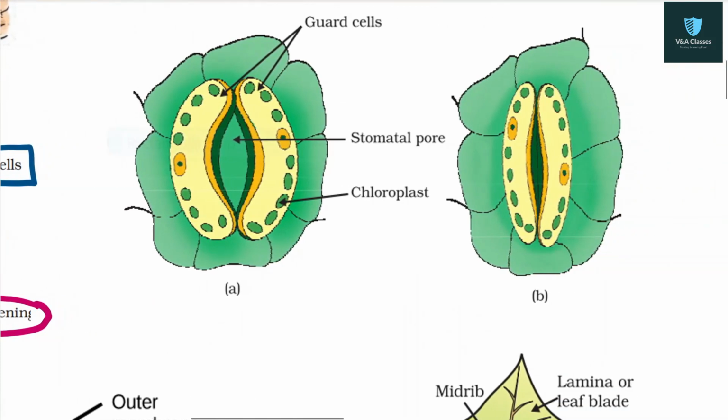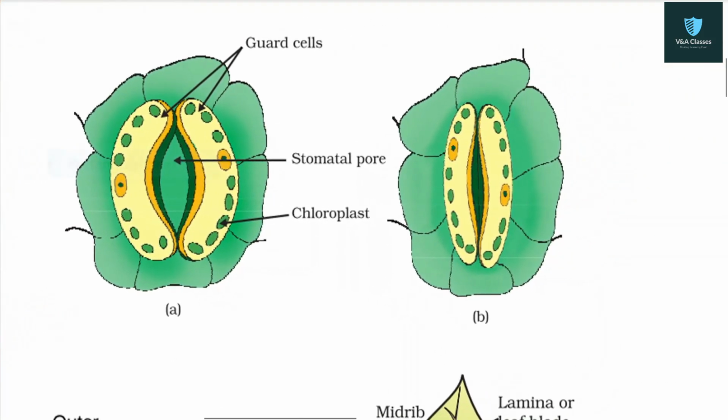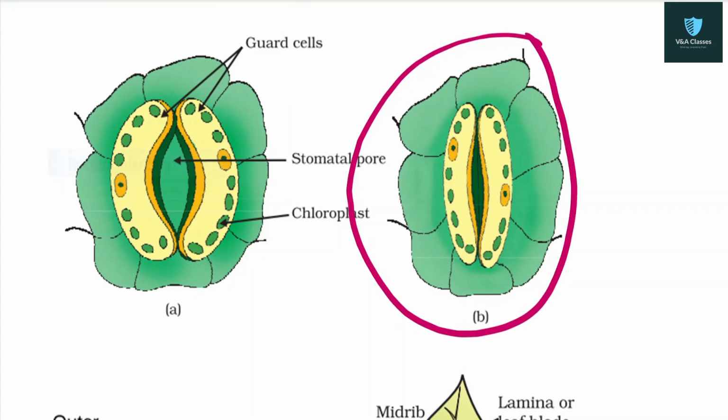So for this, let's come to this diagram. First, see this diagram. In this you can see these are the guard cells and this opening is closed. Why is this closed?